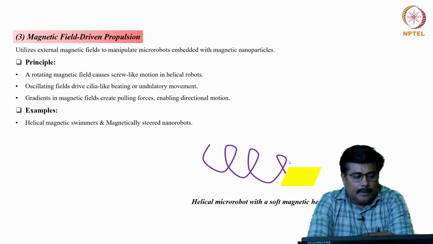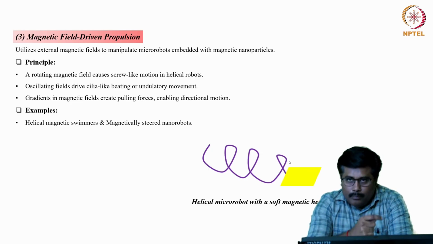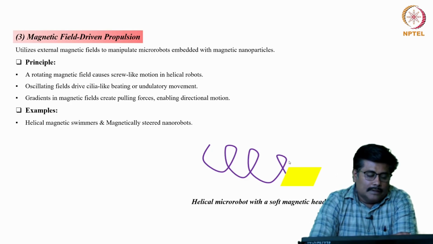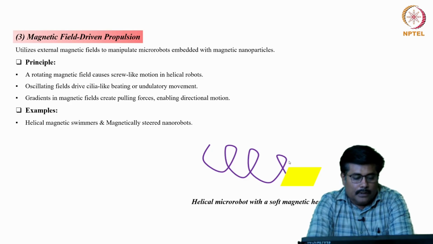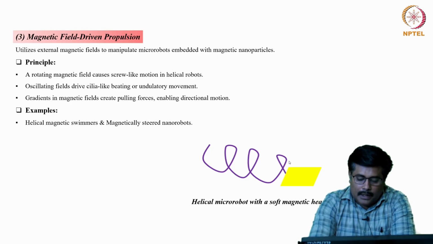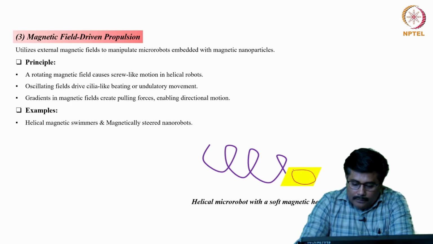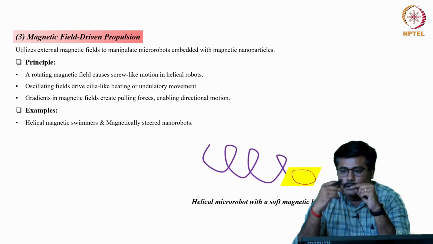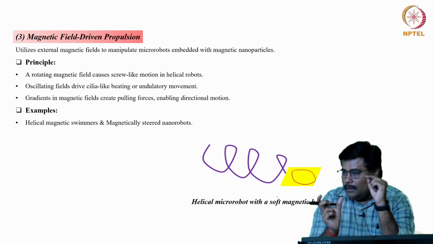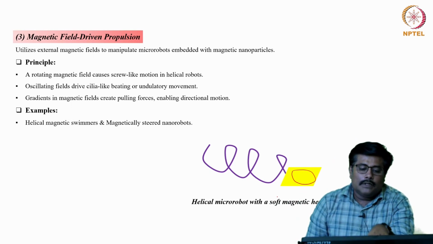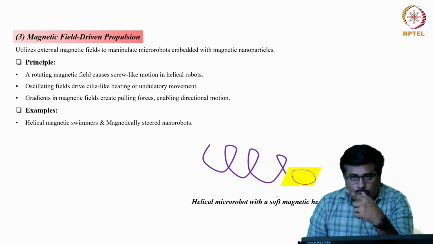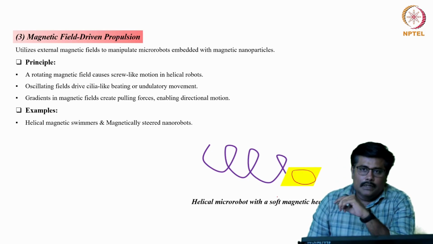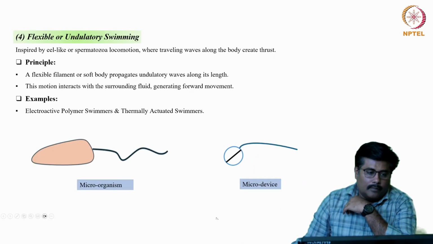With reference to the gradient point of view, the magnetic field creates a pulling force which enables the direction of motion. Some examples of these helical magnetic swimmers or magnetically steered micro robots look something like this, where there will be a soft-headed structure. These helical robots have a spring-like structure. When the spring rotates, we can expect a linear displacement. That is what we call a corkscrew based system, where rotary actuation is converted into linear form.